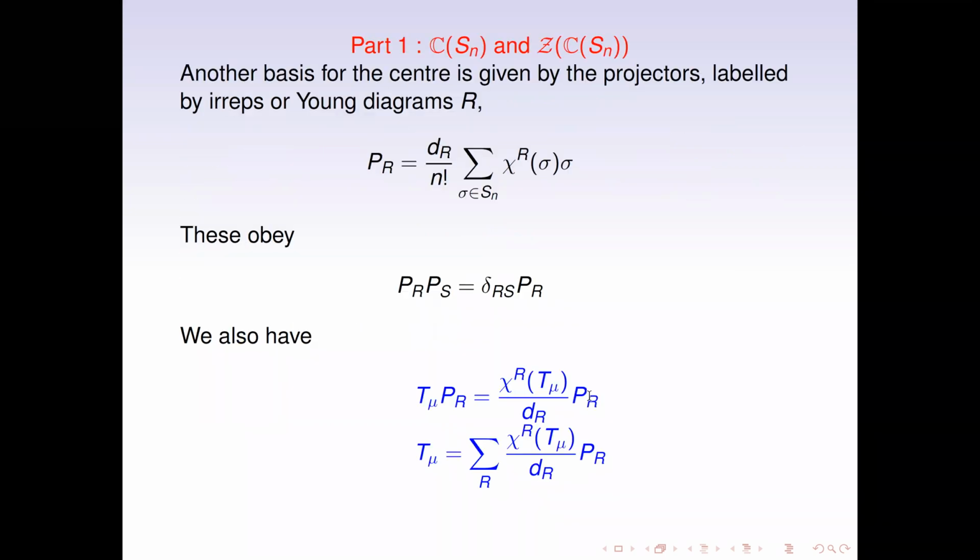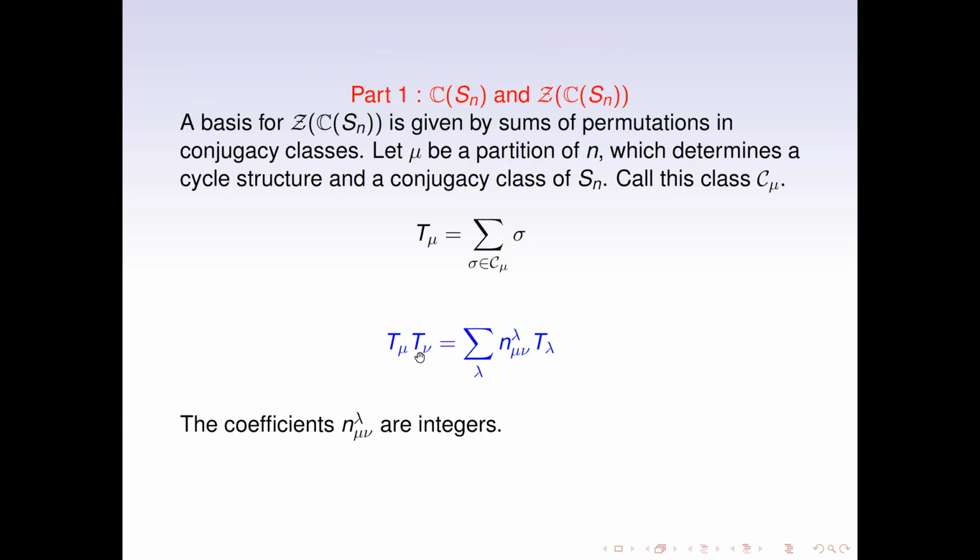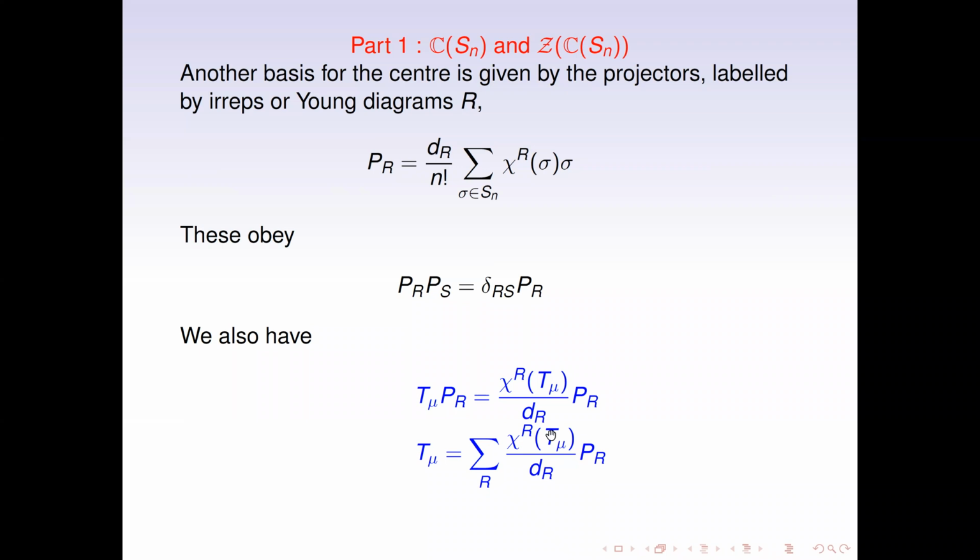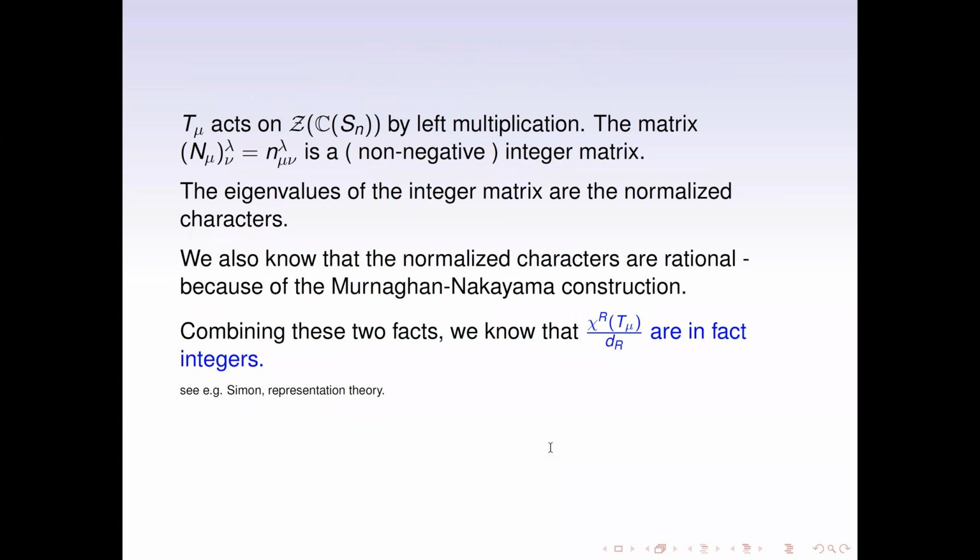So these normalized characters have a very nice property. I told you there's a Murnaghan-Nakayama lemma, which is an algorithm that tells you this is an integer. But it turns out that this ratio is also an integer. This follows because you can think of this as an operator on the center, and the action of that operator on the center is given by these matrices. The matrices are integer, so that integrality has important consequences. It says that these ratios themselves are integers. So this integrality will be useful later.